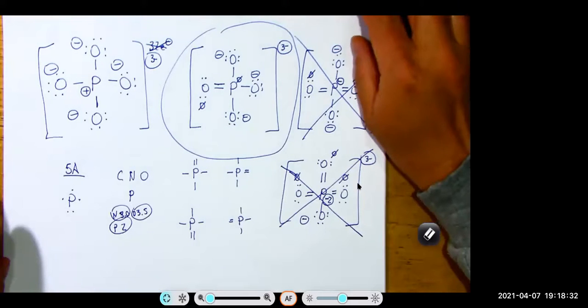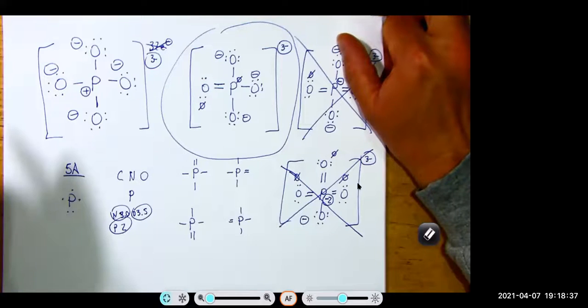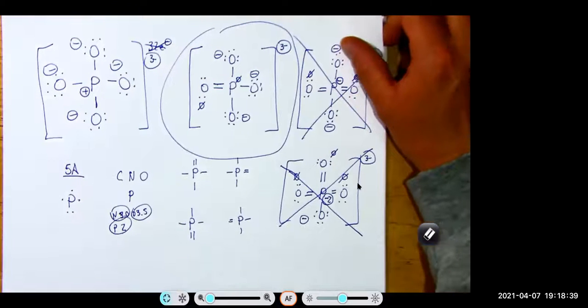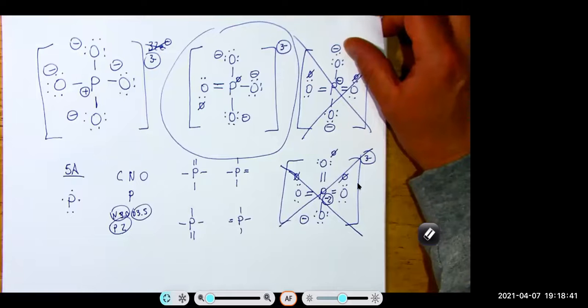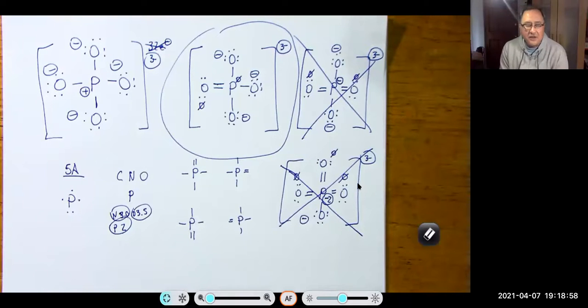So basically, we have to understand how to get the structure to be more correct. It may not be initially what we thought. We might have to create more zeros, or make sure that the negatives are on the most electronegative atoms. And this is called the electroneutrality principle.